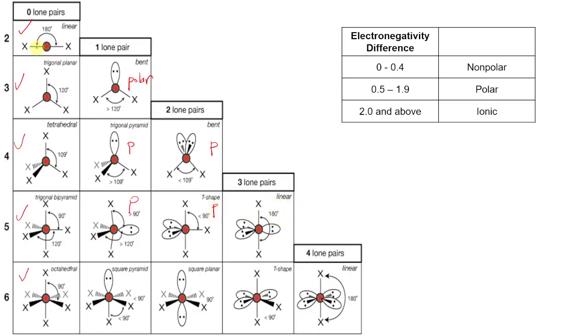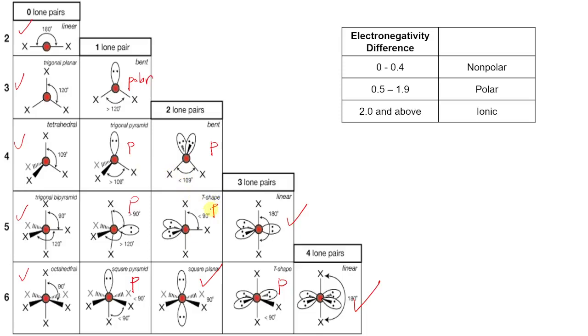This one polar also. This one polar, then polar. This is linear, the same thing for this one, so this will be non-polar. This is square pyramid. This one will be a polar molecule. Square planar, this one will be non-polar. T-shape, this one is polar. Then here's a linear, again, this one is non-polar. So lahat ng naka-check dito, all of this will be non-polar. Then the rest will be polar.